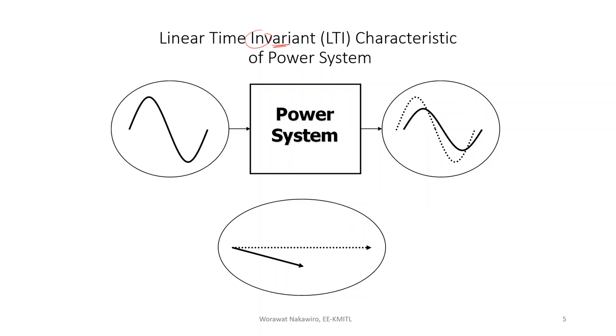If the LTI characteristic pertains to the power system and you put a sinusoid as an input, and the system is linear, then the output is a sinusoid as well, because if it is linear, the form of the waveform doesn't change. For a linear function, for example y equals kx, x is the independent variable and y is the dependent variable. If k is greater than 1, the magnitude of y increases, but if k is less than 1, the magnitude decreases.